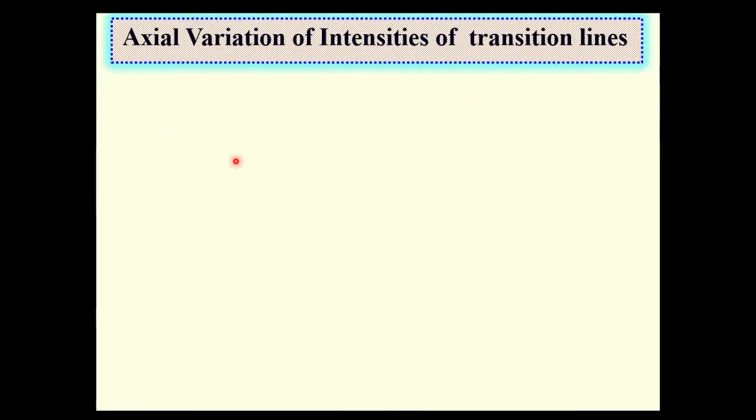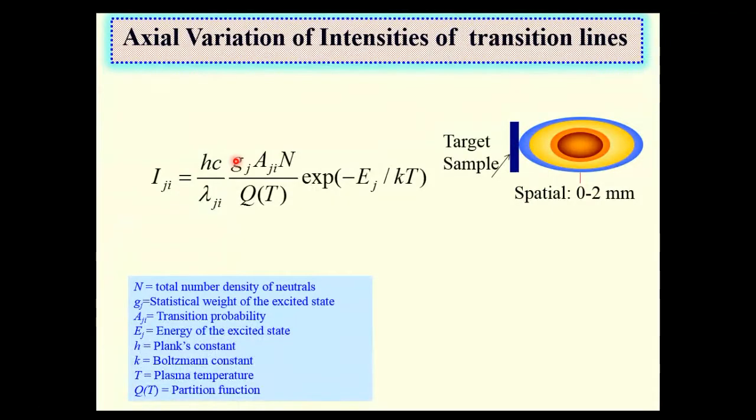Axial variation of intensities of transition lines. Axial means a variation of the intensities of a transition line along with the distance. So this equation shows that the intensity varies according to this equation, and the intensity does not vary only with temporal variation, but it varies along with the axial distance also.